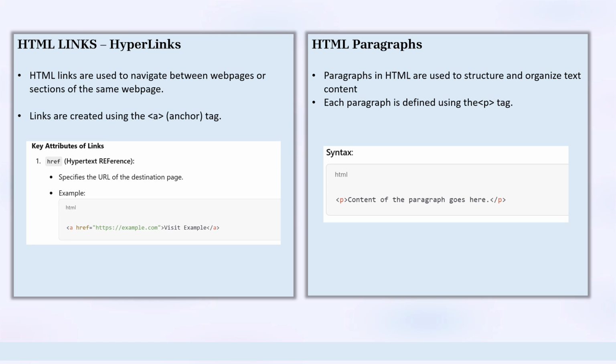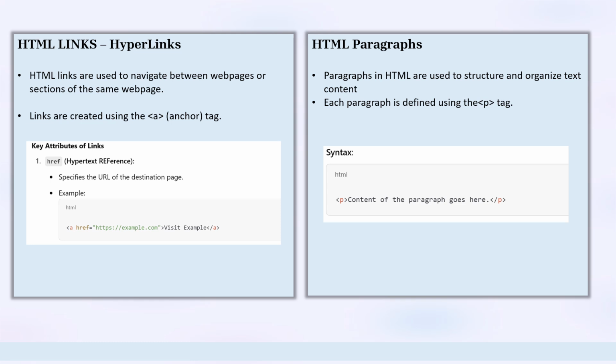Key attributes of links. With the anchor tag, the attribute we use is href, which is hypertext reference. The href attribute specifies the URL of the destination page. Example: anchor tag a href equals http://example.com, Visit Example, and the anchor tag is closed.